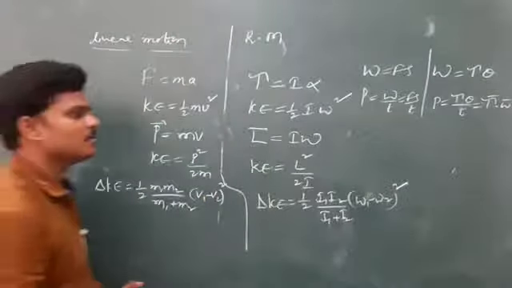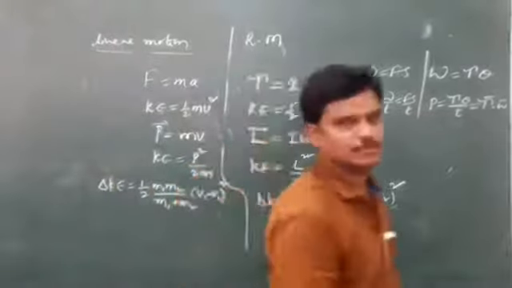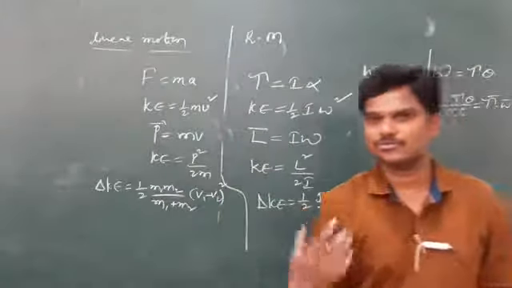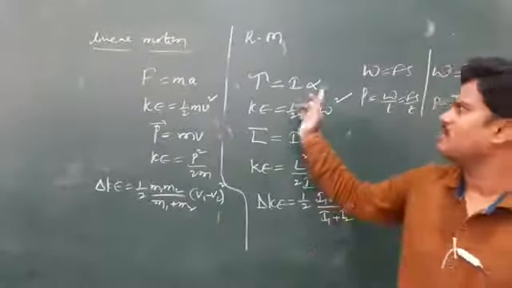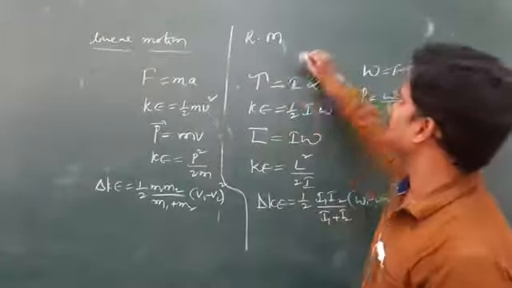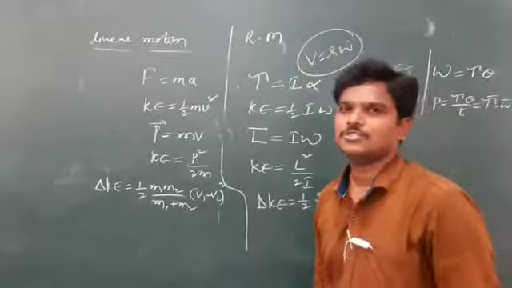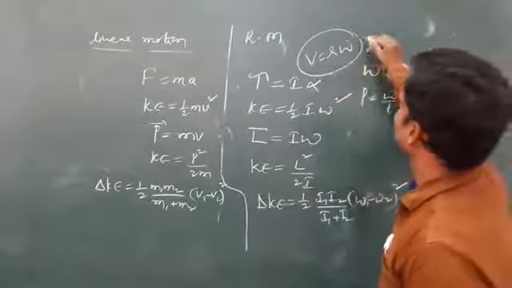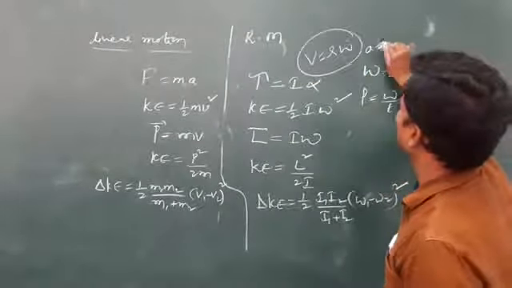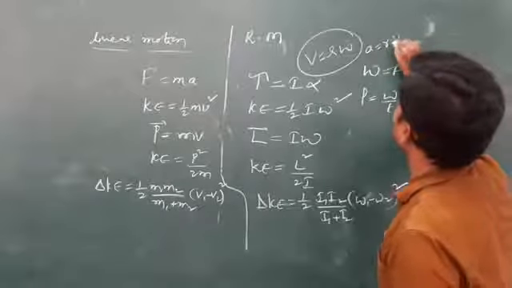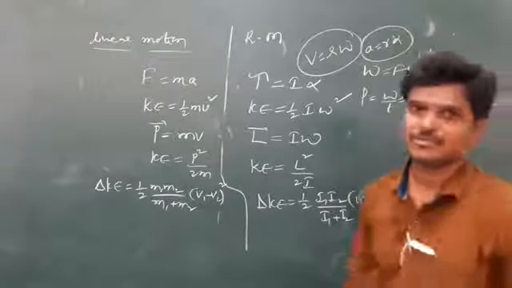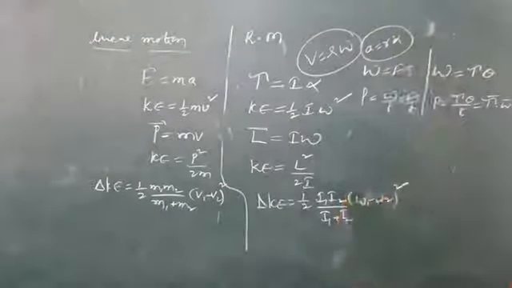So use these formulas to solve some simple level questions, because next time I am going to solve the problems related to angular acceleration. I think you have remembered one more formula, V is equal to R omega. Once you apply the derivative, dV by dt is nothing but A, and R omega becomes R alpha. A is equal to R alpha.